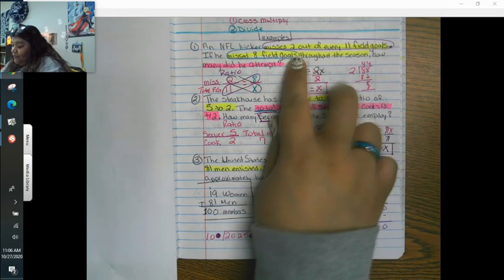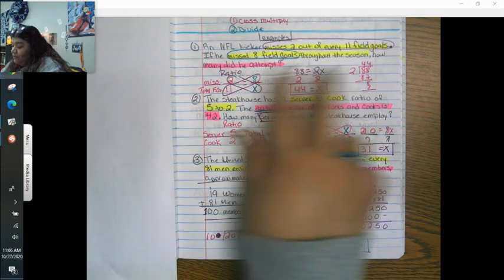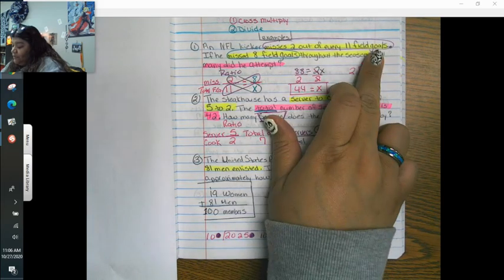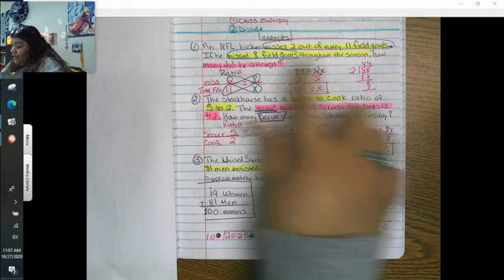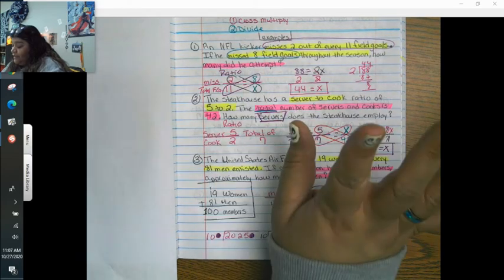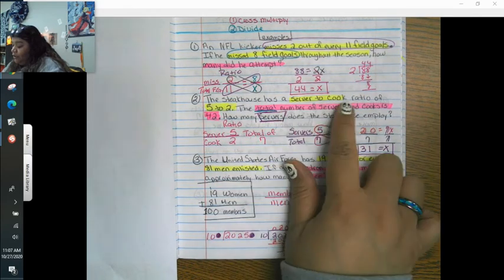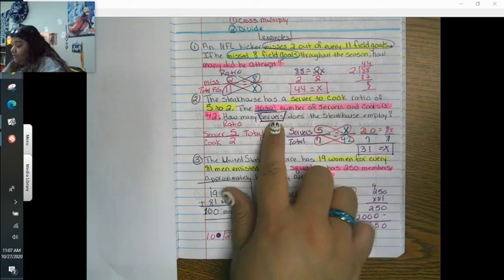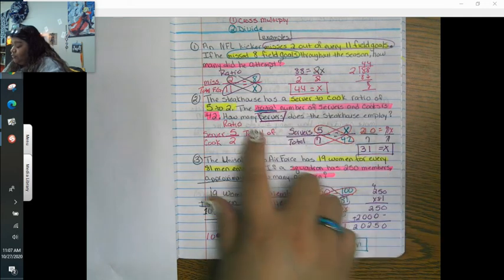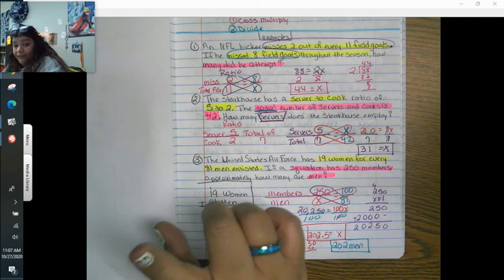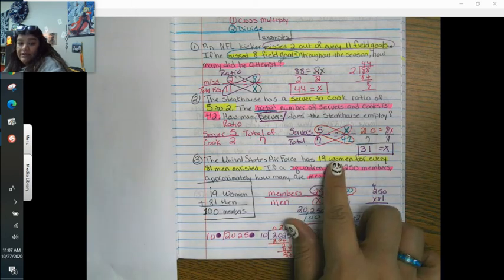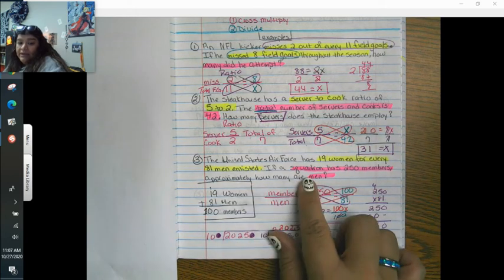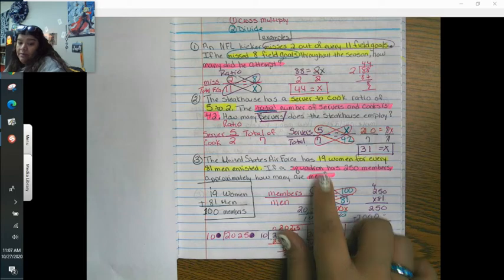If the ratio matches up to what they want, in other words, over here they were misses to field goals, here they were misses and field goals, were perfect. Here it was servers to cook, but here it was servers to total. So be careful. Here it was women to men. Here it was total to men.